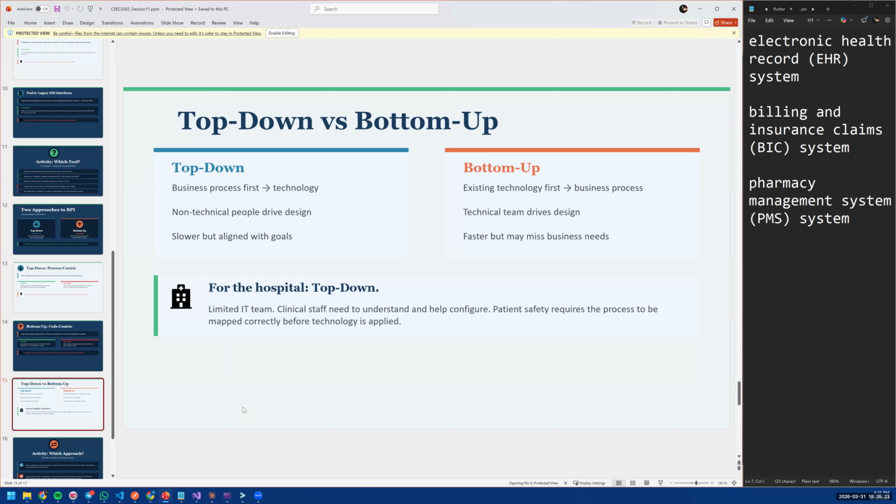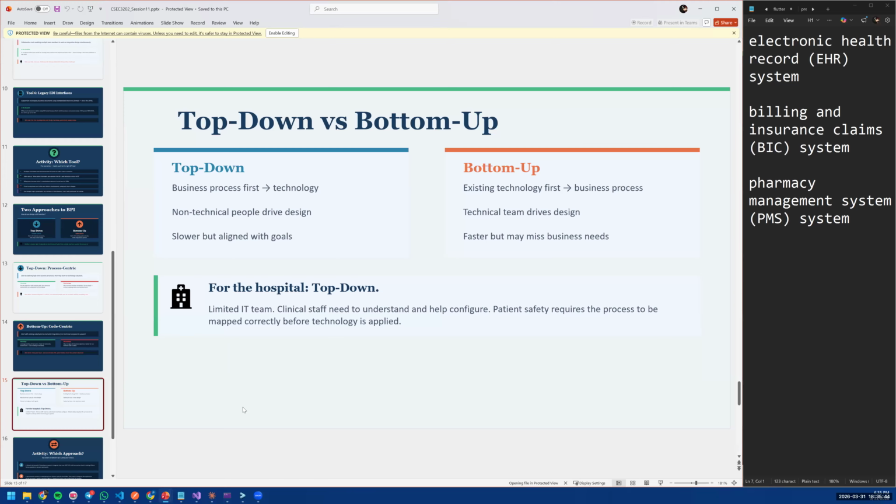Top down. And say why? Let me hear your thoughts. Well, you said the business process needs to be mapped correctly first. So the top-down process always starts at the business process first before it goes into using any of the technology.